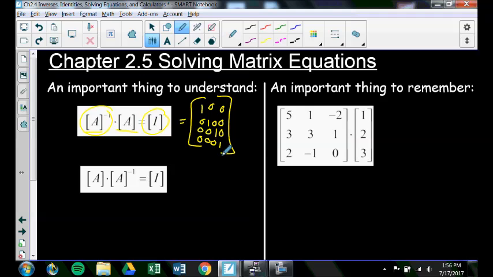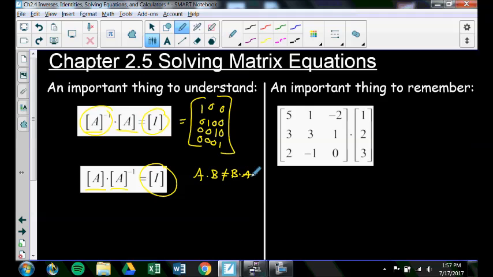You can also do A times A inverse. You can flip the order. A times A inverse or A inverse times A both get you the identity. That's important because that's not always true. A times B does not always equal B times A when you're dealing with matrices. It does a lot of other things, but not with matrices.